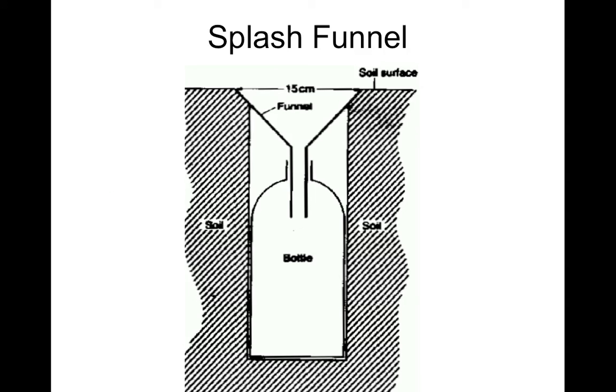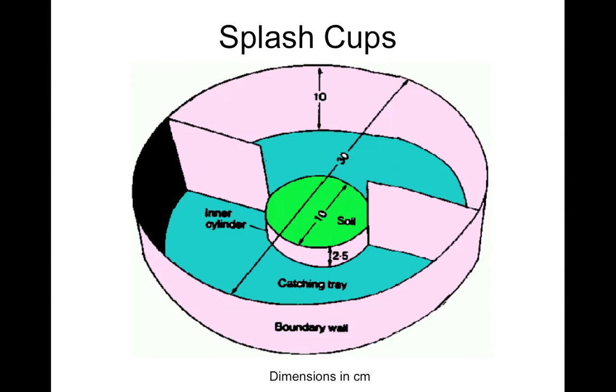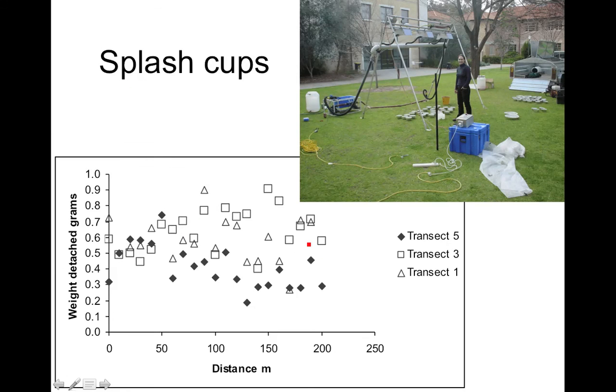You can dig a hole in the ground, put a funnel in it and a bottle at the end of it and measure a splash like that. Or you can have a little bit more sophisticated splash cup, for example. Bit of soil and then little chambers collecting the splash in various directions. And here's an experiment that was done using a rainfall simulator using exactly that. And you can measure, for example, the weight of detached grains as a function of distance. And okay, it's not immediately clear, but there's a little bit of a peak and then a decrease, generally speaking, for most of these.